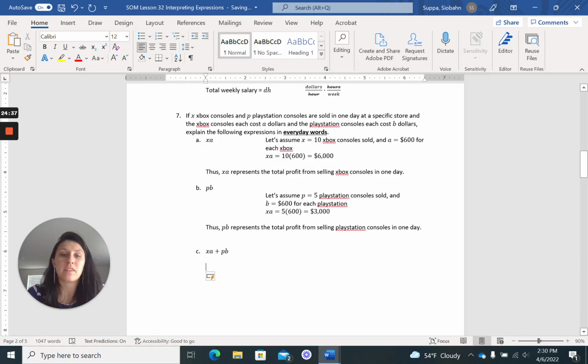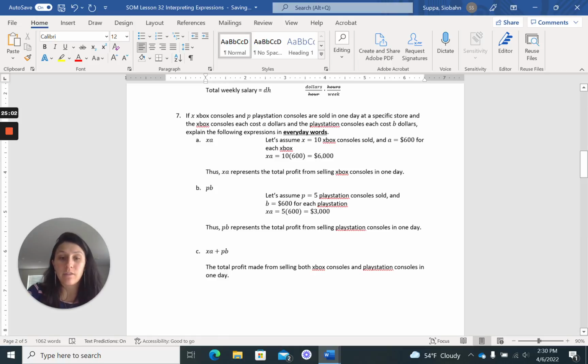And if you're ready, then if you take this expression, which is the profit from selling Xbox consoles, and you take this expression, which is the profit from selling PlayStation consoles, and you add them, then this whole expression represents the total profit made from selling both Xbox consoles and PlayStation consoles in one day.